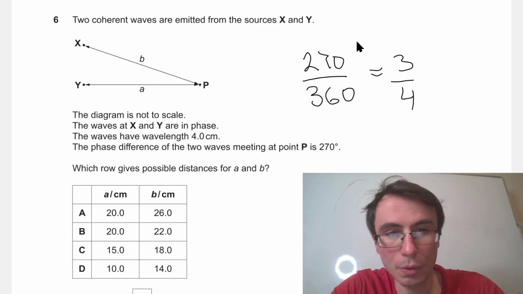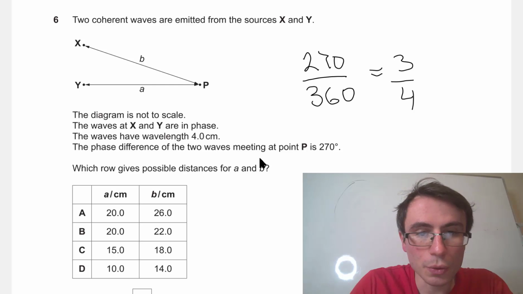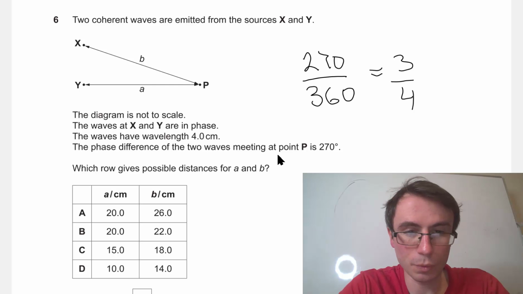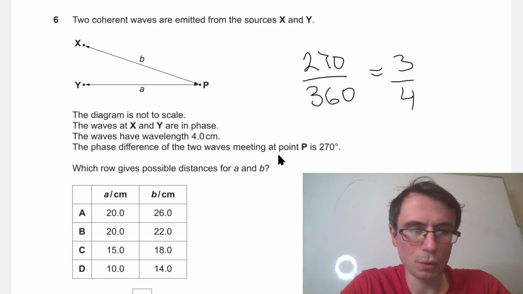So 20 to 26, what will that give me? That will not give me that. 22 as well.